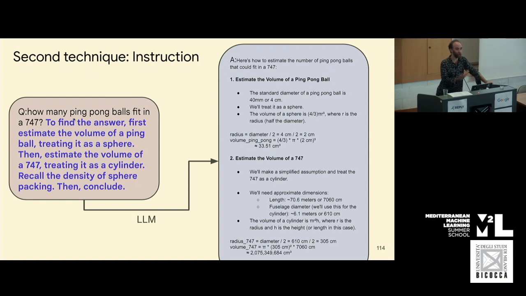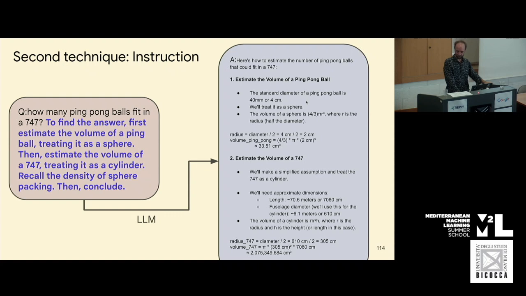To be clear, this is not a very general prompt, but I gave it the algorithm I want to execute. To find the answer, first estimate the volume of a ping pong ball, treating it as a sphere, estimate the volume of the 747, treating it as a cylinder, recall the density of circle packing, then conclude. And this is actually the answer of the LLM, where you can see the chain of thought. It is actually a very long answer, where it goes through every step of the instructions, estimating the volume. But this is actually pretty clean.